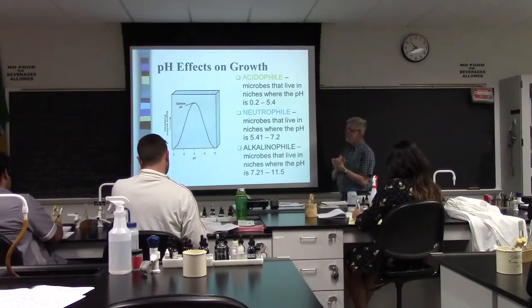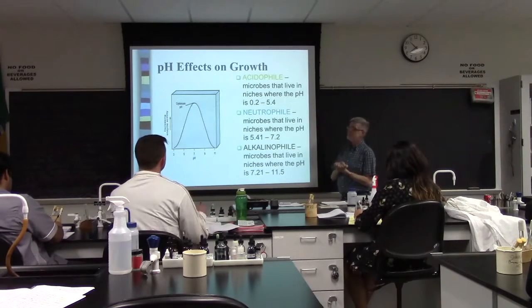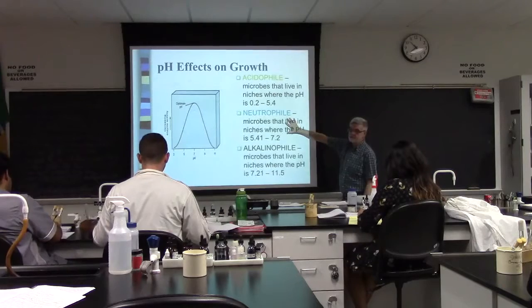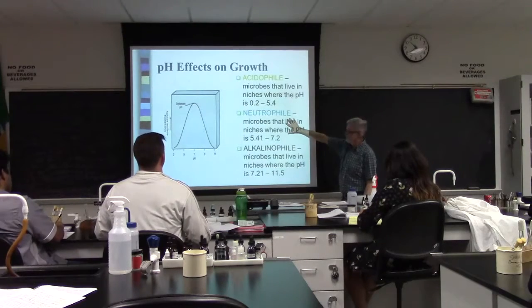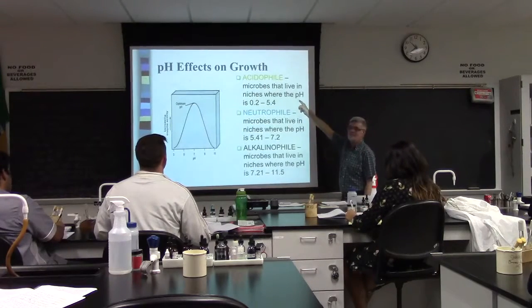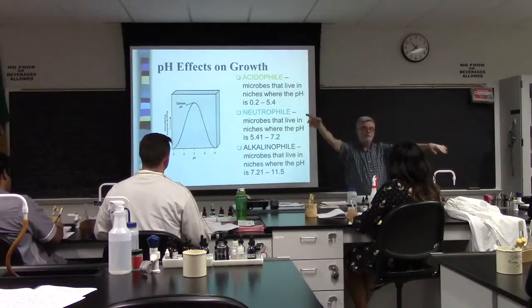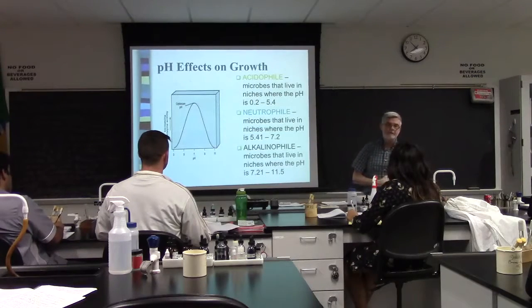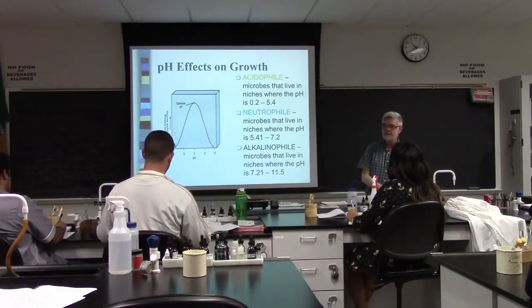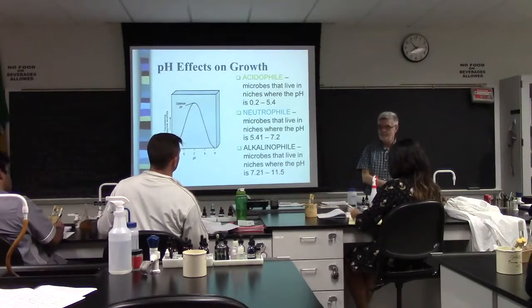Microbes that live between 5.4 and 7.2 are called neutrophiles, and those are the ones that cause disease. Most of them. Remember, there's one famous acidophile that causes disease. What is it? Back in the 70s, when you got bleeding ulcers, what did they tell you your problem was? Stress. Nervous, stress. What do they know it is now? Helicobacter.